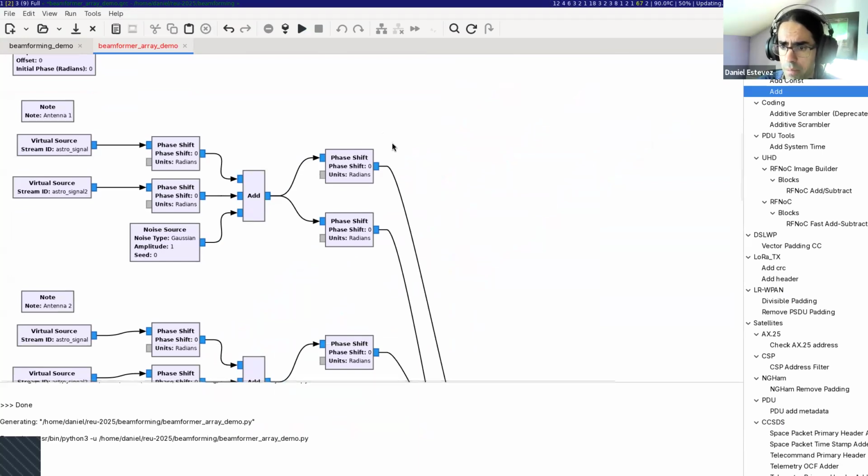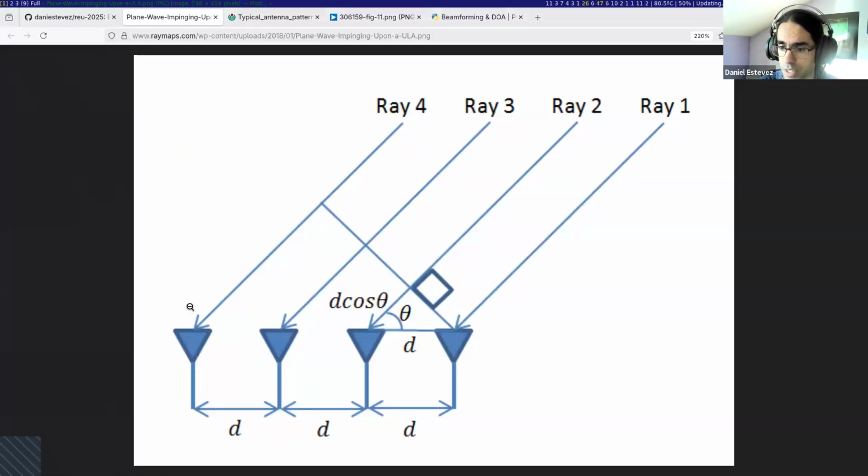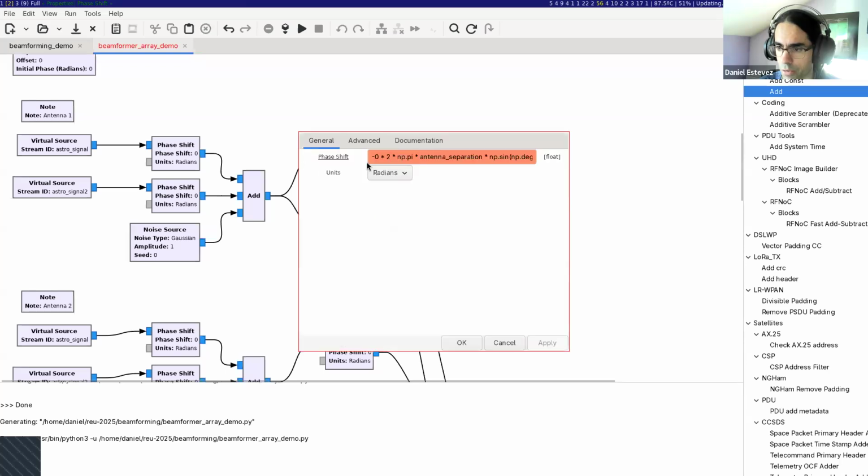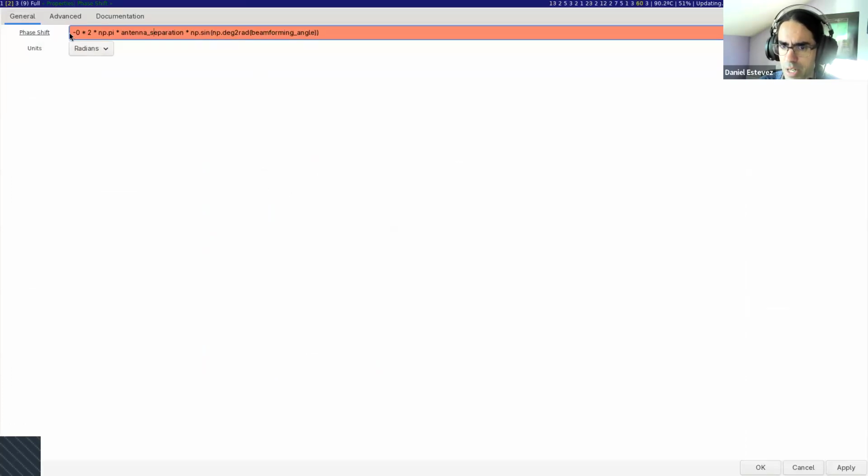To beamform, we need to do the opposite phase shift. We need to align all these signals back so that when we add them, they coherently sum up. This is going to be for the first beamformer, and this is going to be for the second beamformer. For the first beamformer, I have a formula very similar to the one before, but it has a minus sign, because we are correcting. And rather than signal angle, I have beamforming angle, and 0 because this is the first antenna.